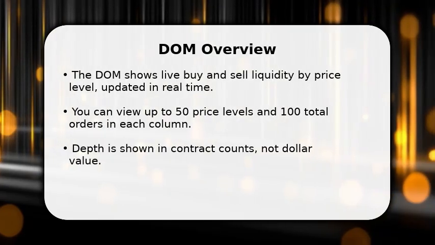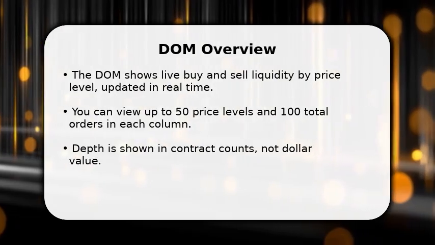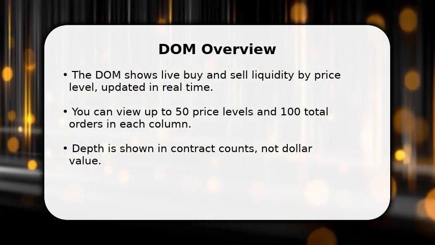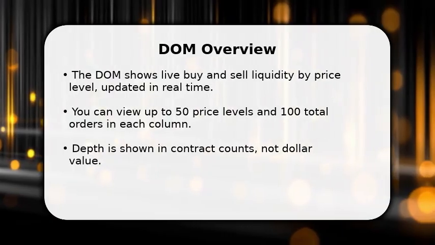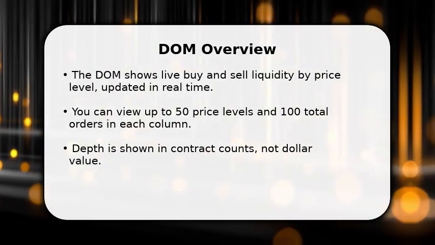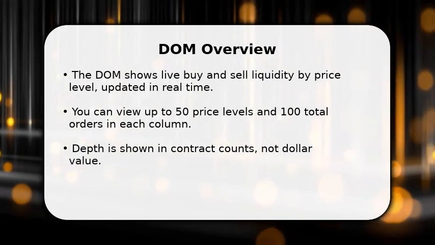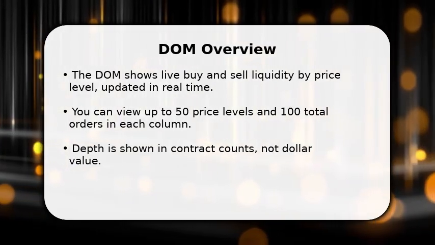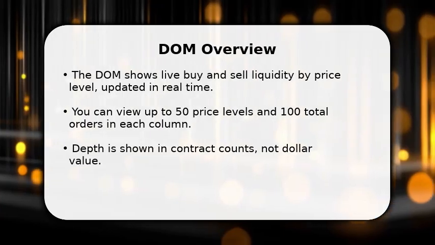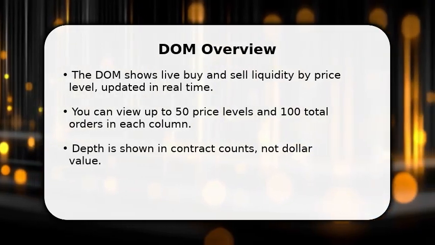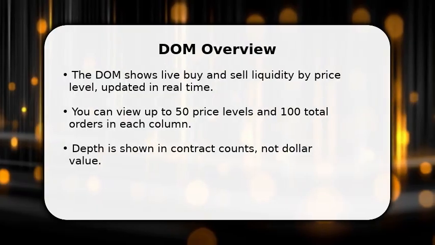The DOM shows live buy and sell liquidity by price level, updated in real time. It displays a vertical ladder of prices with bid sizes on the left and ask sizes on the right, letting you read supply and demand instantly. You can view up to 50 price levels and 100 total orders in each column, which helps gauge short-term pressure.